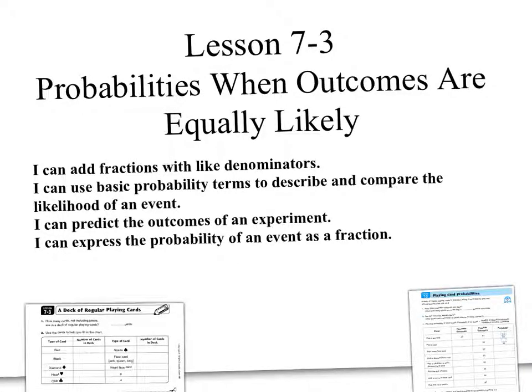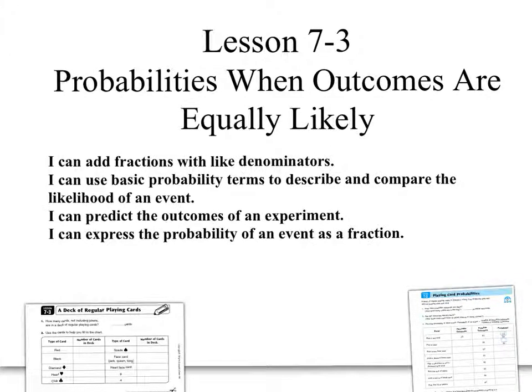Alright, boys and girls, today's lesson is lesson 7-3, probabilities when outcomes are equally likely. After the lesson you should be able to say: I can add fractions with like denominators. I can use basic probability terms to describe and compare the likelihood of an event. I can predict the outcomes of an experiment, and I can express the probability of an event as a fraction.